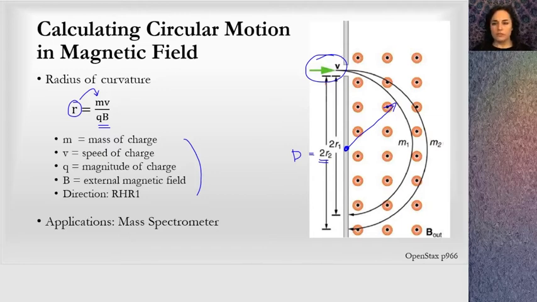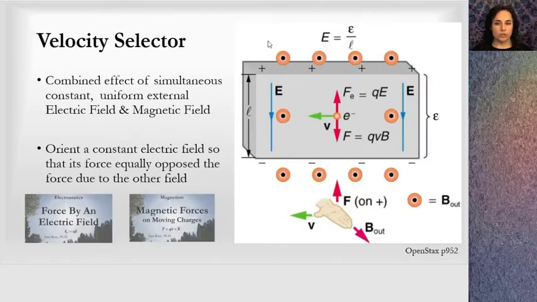The other one is the velocity selector that I mentioned earlier. The velocity selector is a combined effect of simultaneous constant uniform external electric field and magnetic field. That's what we have going on, an electric field and a magnetic field. And what happens is we set it up so that these two forces balance one another. And we saw that in the example, we had the weight balance the magnetic force.